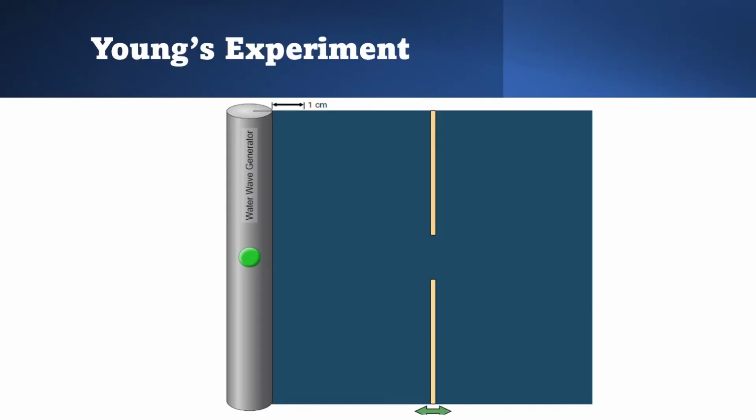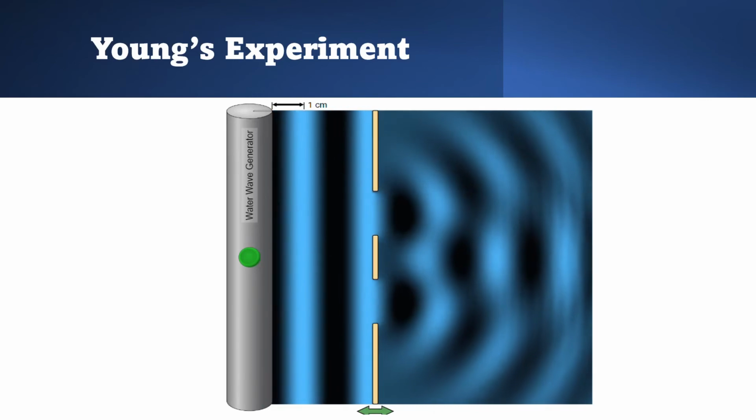Thomas Young performed the double-slit experiment and proved that light is a wave. In the double-slit experiment, a source of light or particles is directed toward a barrier with two small slits. Behind the barrier, there is a screen or detector that captures the pattern produced by the particles passing through the slits. The key observation is that even when individual particles such as photons or electrons are sent through the slits one at a time, an interference pattern emerges on the screen.